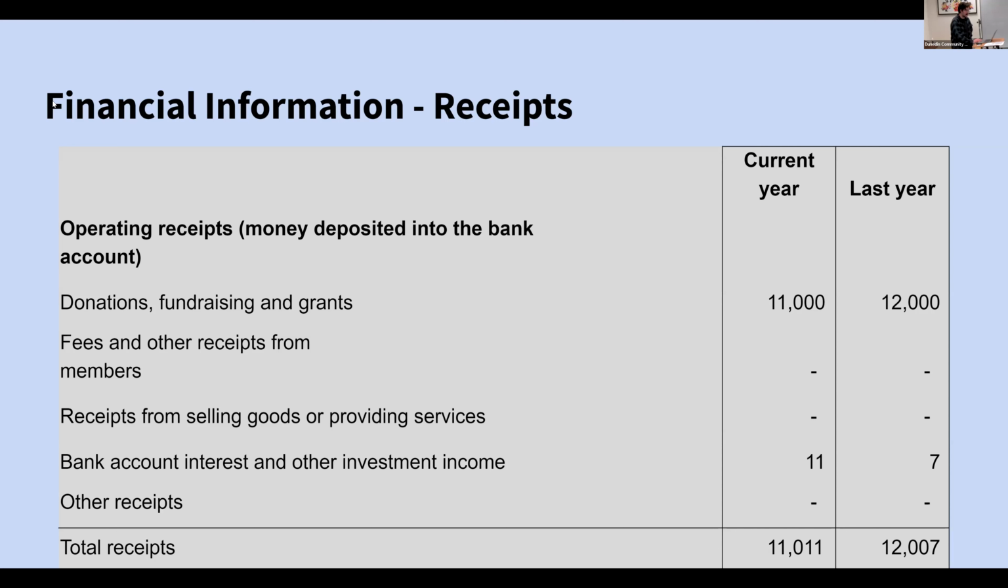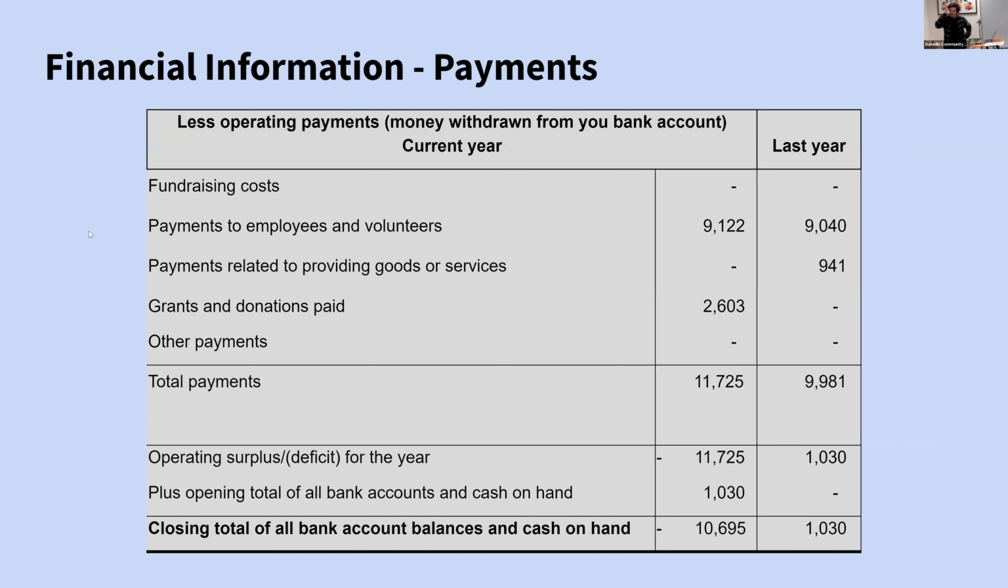An entity may use other category names if they deem it more appropriate to explain their transactions, if they don't fit into one of these categories exactly. And for cash payments, it's a similar sort of thing.